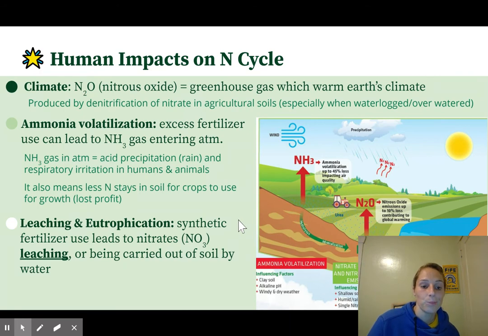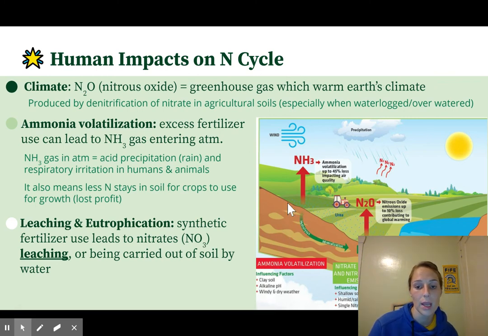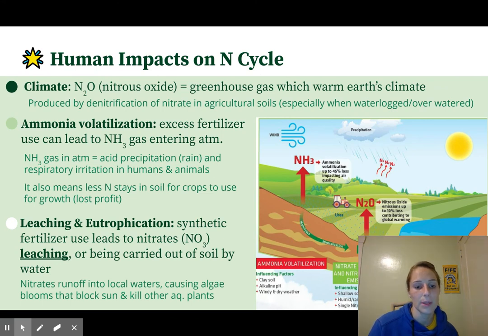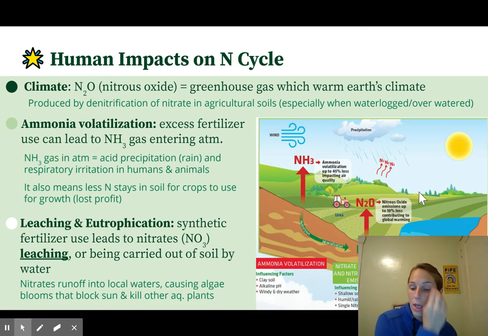But another unfortunate process that we have is called leaching and eutrophication. This is where you have synthetic fertilizers causing nitrates to leach, or be carried out of the soil by water. So you have runoff from rain, you have groundwater, and it ends up taking that nitrate with it. This runoff ends up in local waters, such as in this diagram. You'll get this pretty little lake here, and the nitrogen is running off, and it's going to be leaching into that water source right there.